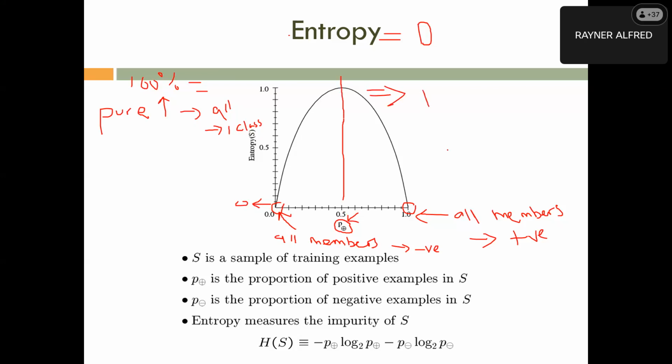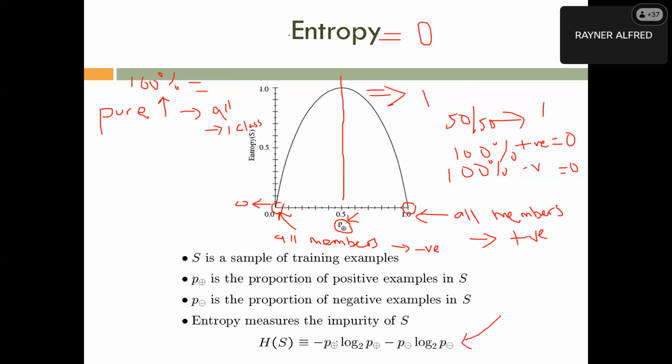Okay. So meaning that if we have 50-50, positive and negative, the value of the entropy will be 1. If 100% belong to positive, then entropy will be 0, or 100% belong to negative, entropy will be 0. Okay. So to plot this graph, the formula will be this one.